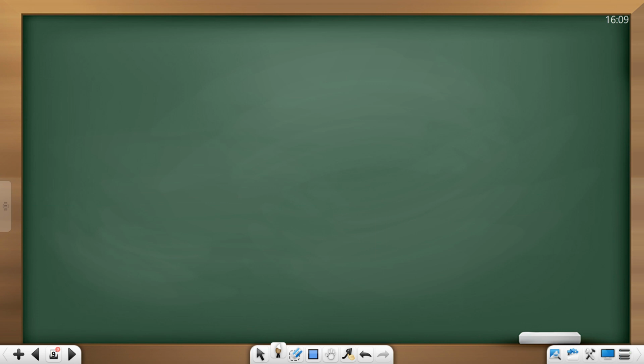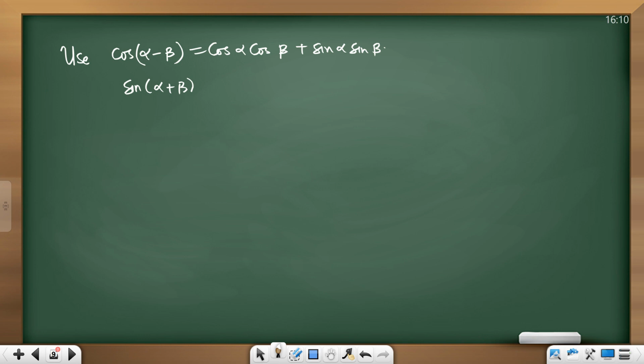Use the identity. Let's walk through this. Cos(alpha minus beta) equals what? Cos alpha cos beta plus what? Sine alpha sine beta. What are we supposed to prove? Derive the formula of what? Sine(alpha plus beta). Now, we already know what this answer is supposed to be. Let me just write it down. It's supposed to be sine alpha cos beta plus cos alpha sine beta. But we are supposed to prove it, right? Okay, let's try quickly.